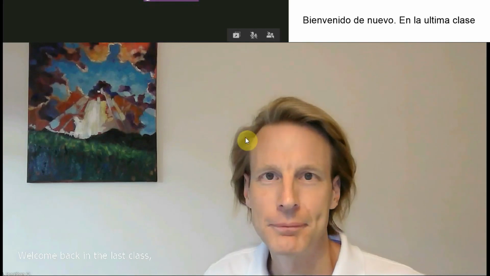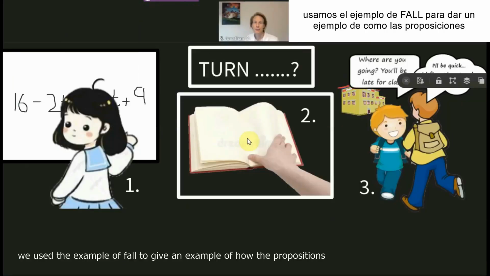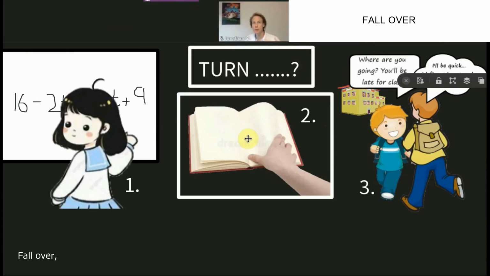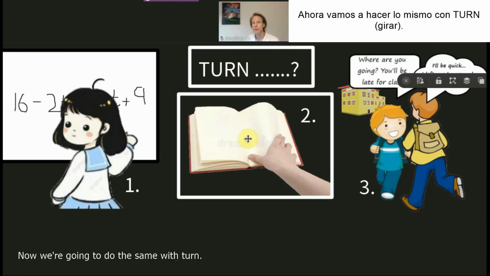Welcome back. In the last class, we used the example of fall to show how prepositions change their meaning. Fall over, fall down, fall off. Now we're going to do the same with turn.